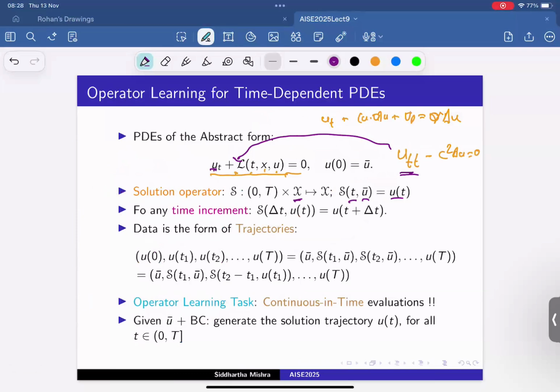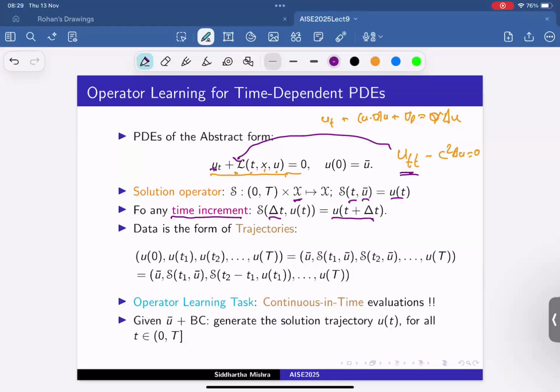So in other words, for any time increment, this is why I said for any time increment delta t, you can march forward in time and the operator takes you here. So once you know this operator, you can start initially and go to any time, but you can also start at any time and go to any forward time. Okay, so it's always forward causal.